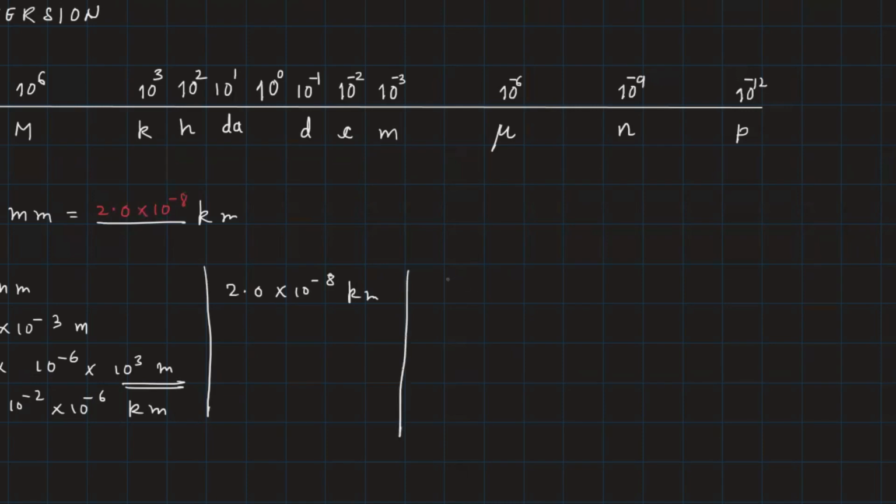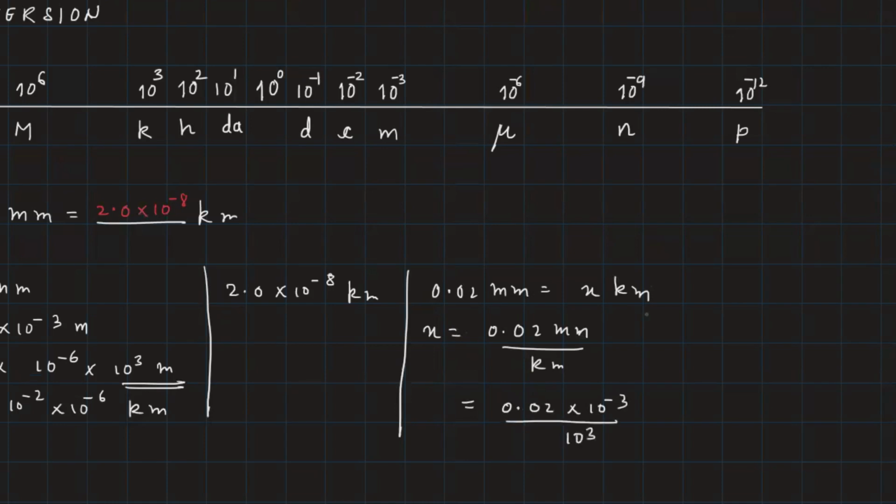Do it by the other method. I have 0.02 millimeter as x kilometer. So x will be 0.02 millimeter over kilometer. So that will be 0.02 into 10 to the power minus 3. And this is 10 to the power 3. So this will be 0.02 into 10 to the power minus 6. And if I have to write it as 2, then a minus 2. And this minus 6 will make it 2 into 10 to the power minus 8.